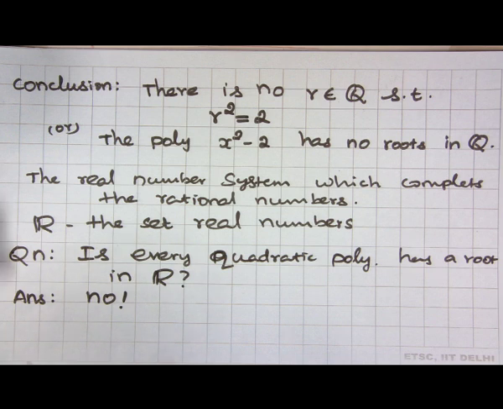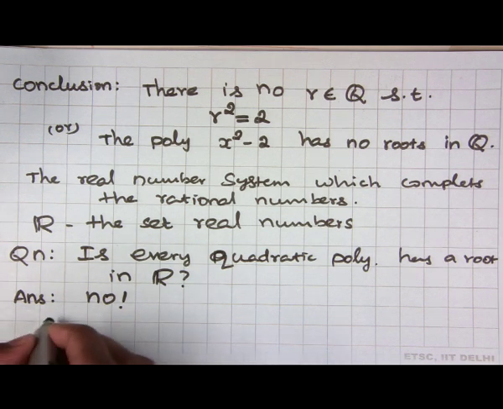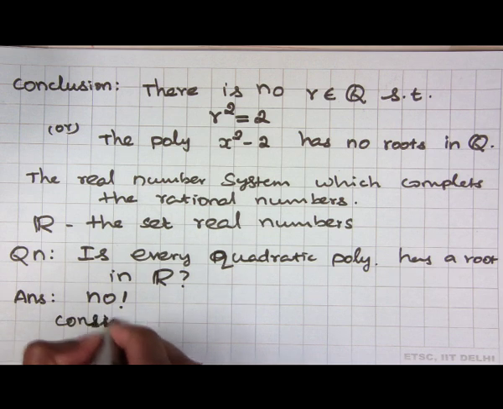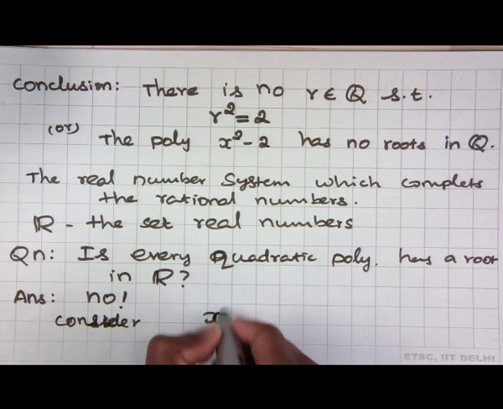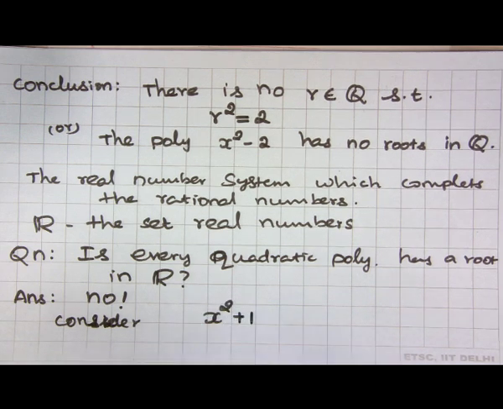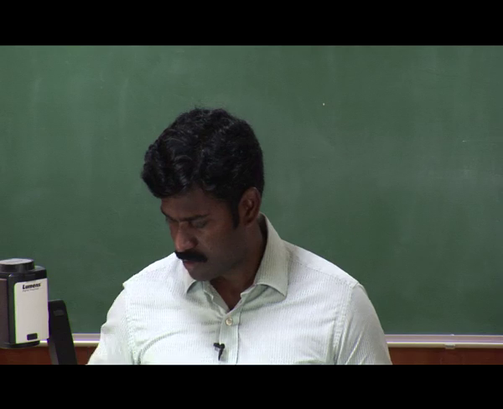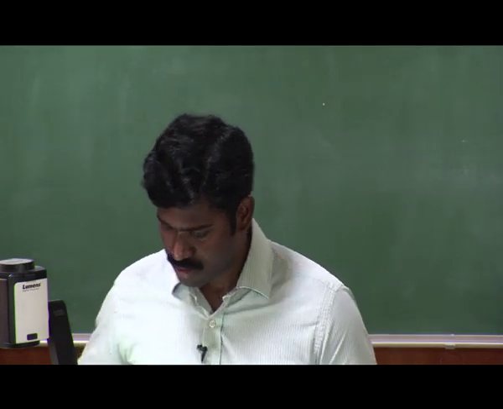So, let us see the example. Consider the quadratic polynomial, a simple one, x square plus 1. Whether it has a root in the real number system? No. Let us see the argument.